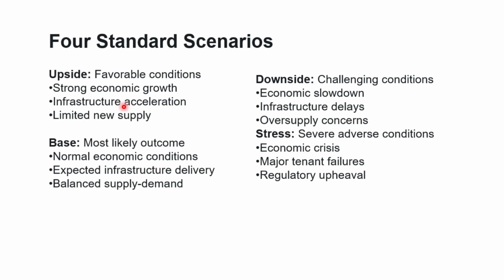The upside scenario models favorable conditions. We have strong economic growth, infrastructure acceleration, and limited new supply. Then the third one is your downside scenario, representing challenging but not catastrophic conditions. Economic slowdown, infrastructure delays and oversupply concerns, and returns decline but remain positive.